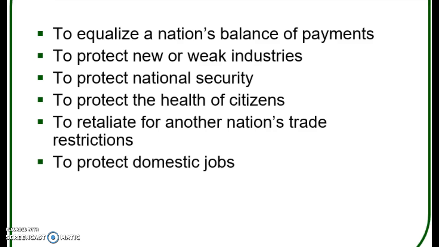Number 4 also makes some sense, and that's to protect the health of citizens. A lot of times the U.S. beef industry likes to scream because the European Union tends to keep out American beef because of all the hormones, and their argument is they're protecting the health of their citizens. And then last, or at least last on this list, is to retaliate for another nation's trade restrictions. So this is quite common. I don't know that I would necessarily put this under protectionism, but if a country, let's say, engages in dumping or unfair tariffs, the retaliation is what are called countervailing tariffs, or basically punishment tariffs.